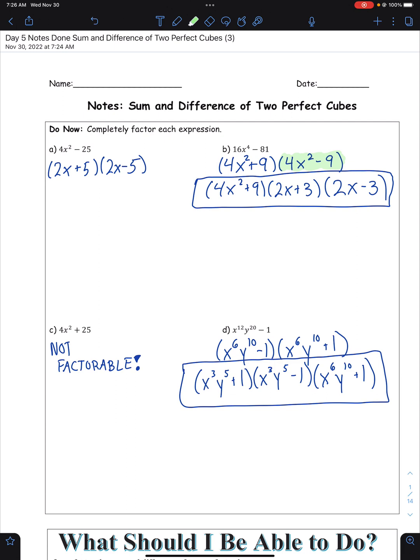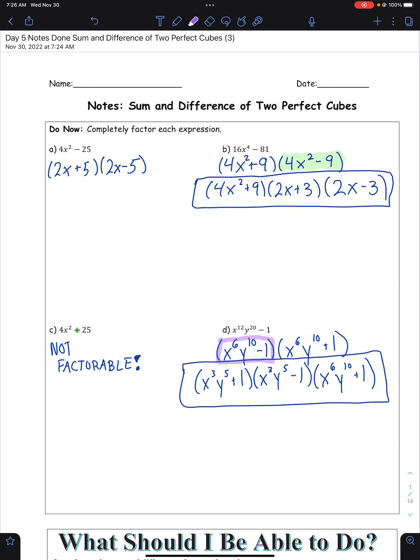Look at C. Why is that not factorable? It's because it's a sum of two perfect squares. We only factor a difference of two perfect squares, so it has to be subtraction. And then D is similar to B. The x to the 6th, y to the 10th minus 1 is a difference of two perfect squares because both the exponents are even and one's a perfect square, so we can factor that one more step.